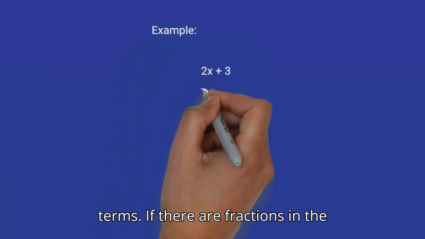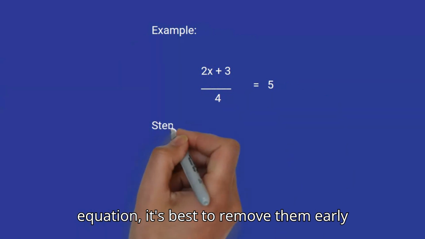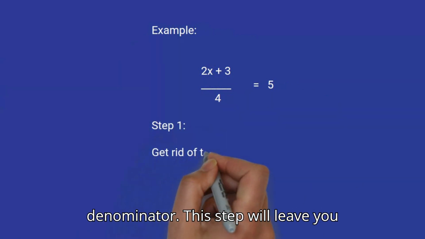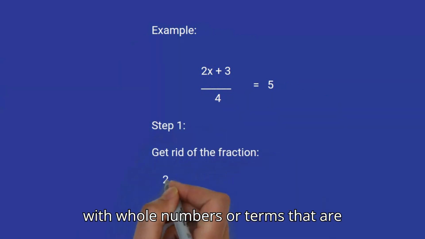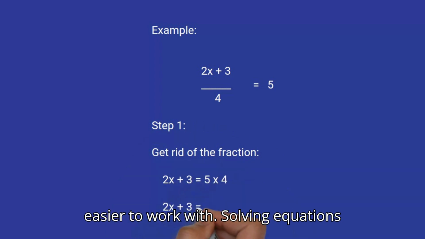If there are fractions in the equation, it's best to remove them early on by multiplying through by the denominator. This step will leave you with whole numbers or terms that are easier to work with.